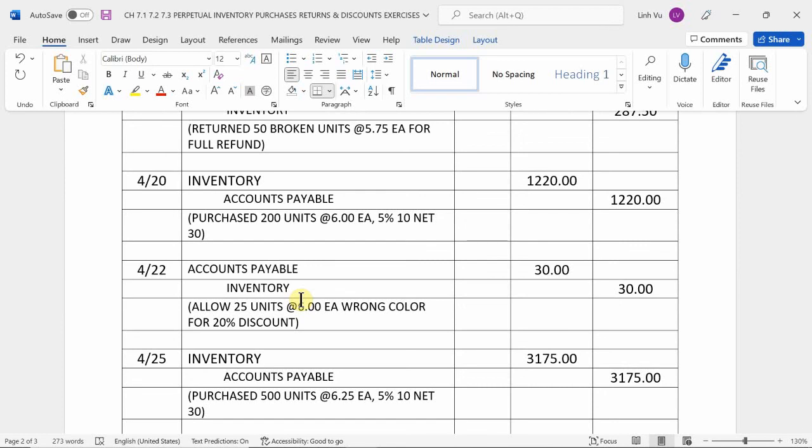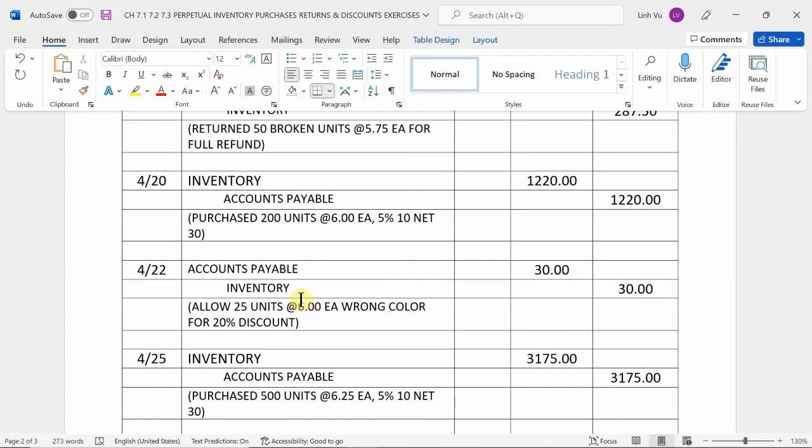So how much do I actually owe this vendor? 1,100, and no, was it? Okay. $1,190. Good. We owe $1,190. Now let's take a look.